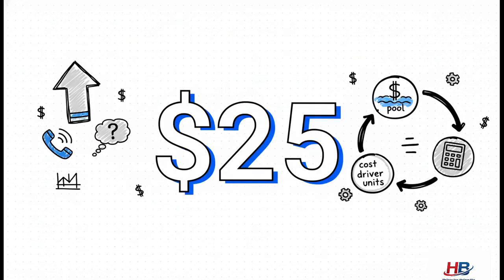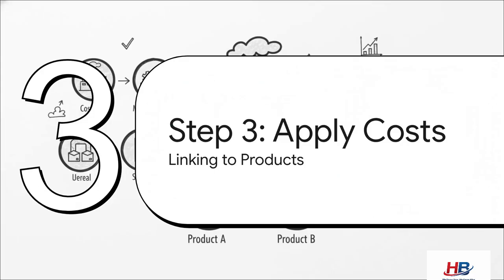And once you've got that driver, the math is actually super simple. You just take the total costs in that activity's bucket. Let's say your customer support pool has $100,000 in it, and you divide it by the total number of driver events. So if you had 4,000 customer calls, you just do the division. Boom, you get a clear rate. In this case, it costs you $25 every single time someone calls customer support. So now we have a price tag for each activity.